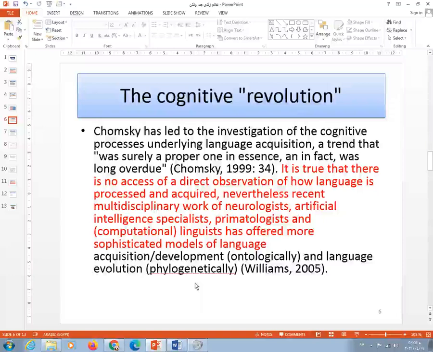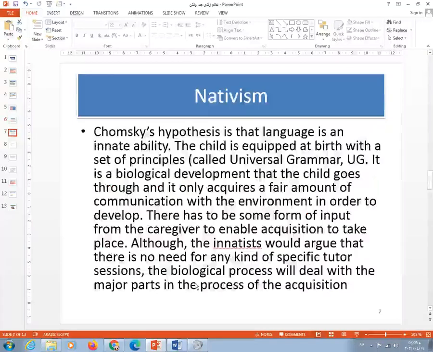language is processed and acquired through some sort of pre-hardwired process that we are born with. And Chomsky said that this is what we call nativism.